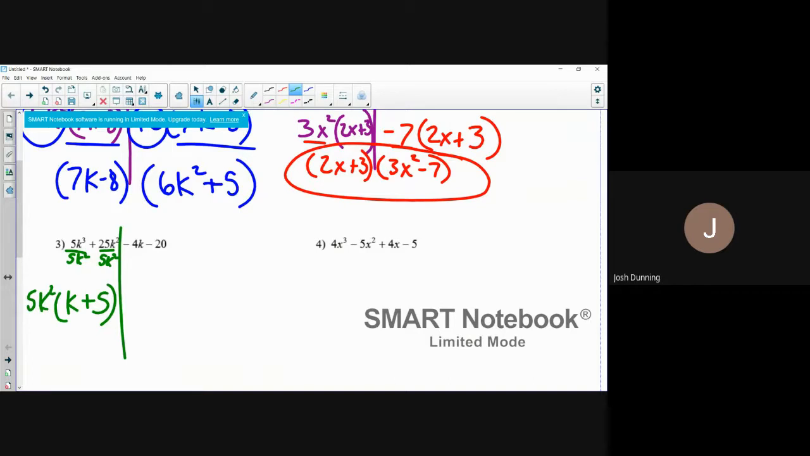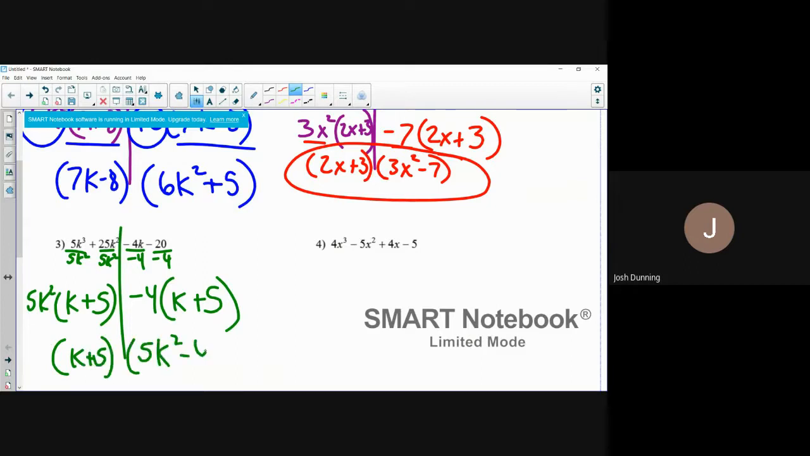Now again, the signs aren't going to match up. But anytime you got to reverse both signs on the right side, divide out a negative GCF, so I'm going to divide out -4. Leaves you positive k, positive, so plus 5. So pull your k plus 5 out, and you're left with 5k squared minus 4.